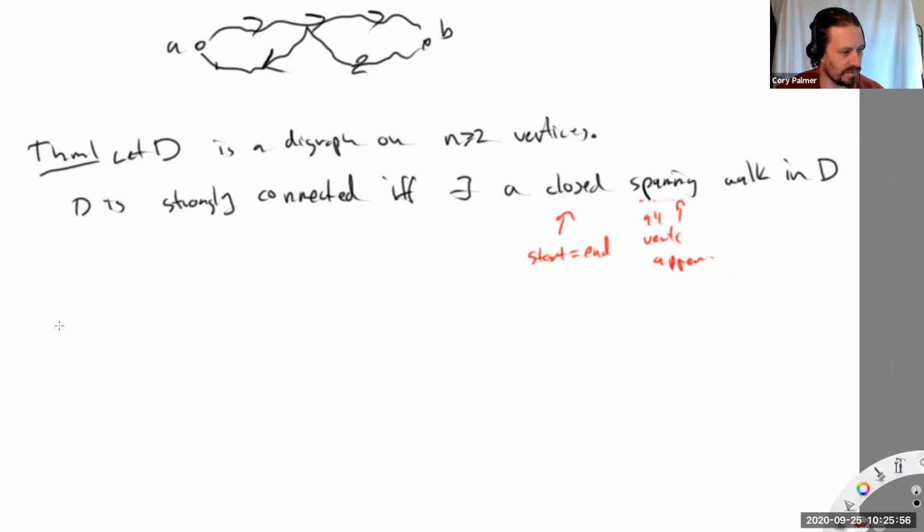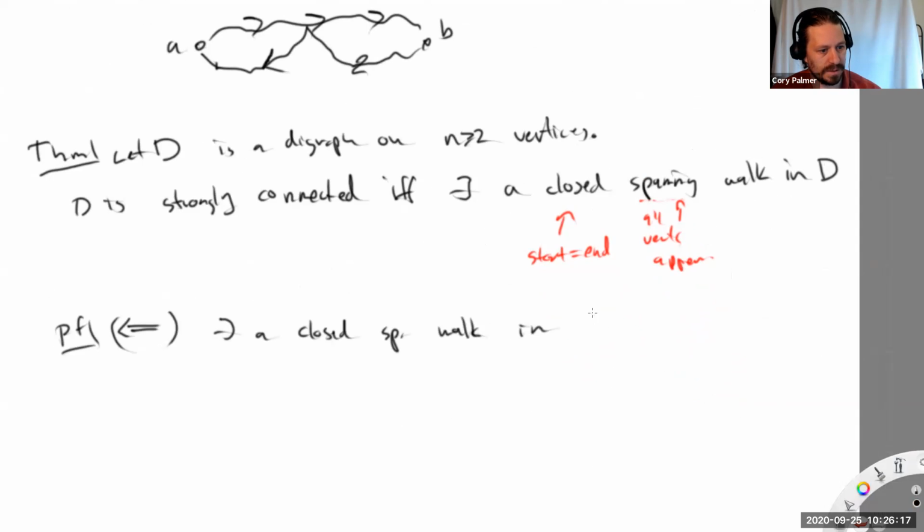I mean, it's an if and only if, of course, but let's go through a simple proof here. It's pretty clear that it works already, but okay. So first off, let's suppose that D has this object. It has a closed spanning walk. So there exists a closed spanning walk in D.